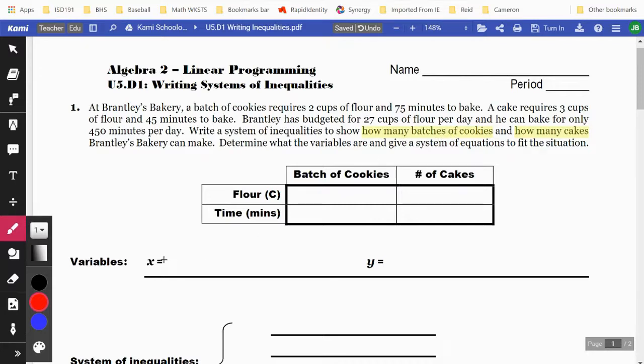So instead of saying how many batches, I'm going to just say number of cookie batches. Not number of cookies, but number of cookie batches. So 5 batches, 6 batches, and so on, because each batch might have 4 dozen cookies in it, not just one cookie. Then the y value is going to be the number of cakes.